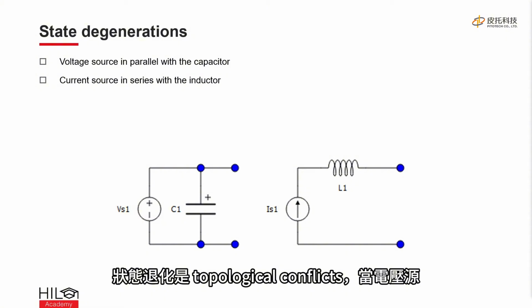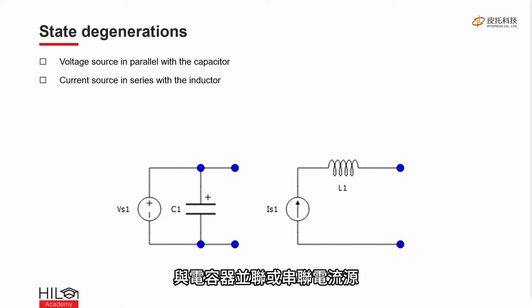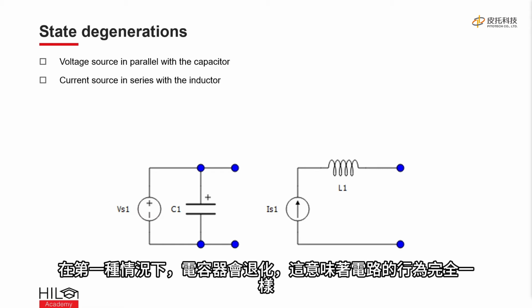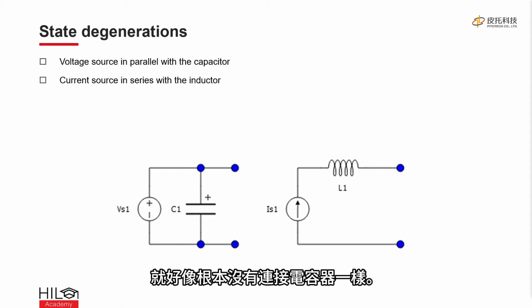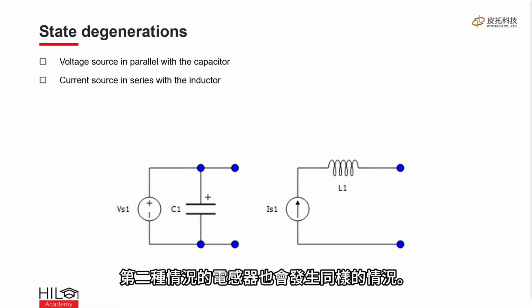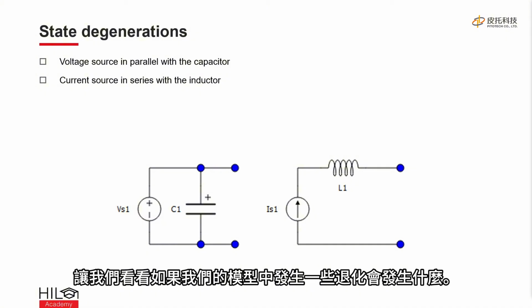State degenerations are topological conflicts that occur when either the voltage source is connected in parallel with a capacitor or the current source is connected in series with an inductor. In the first case, the capacitor gets degenerated, meaning that the circuit behaves in exactly the same way as if there was no capacitor connected at all. The same occurs to the inductor in the second case. Let's see what will happen if some of these degenerations occur in our model.